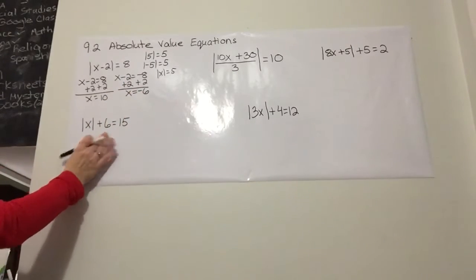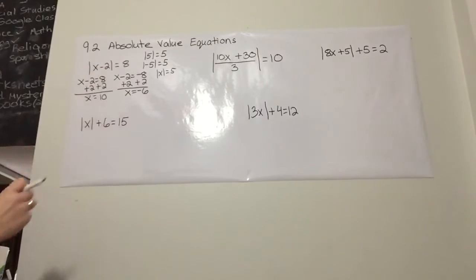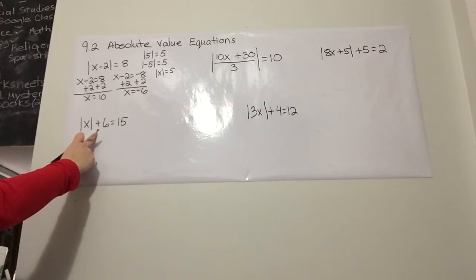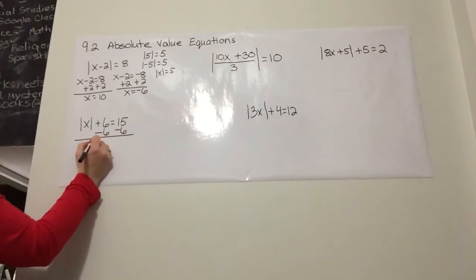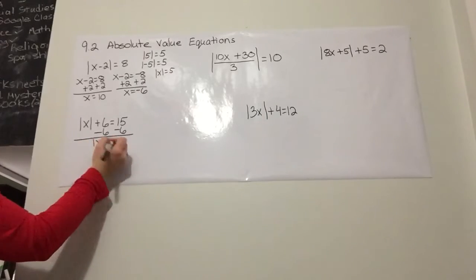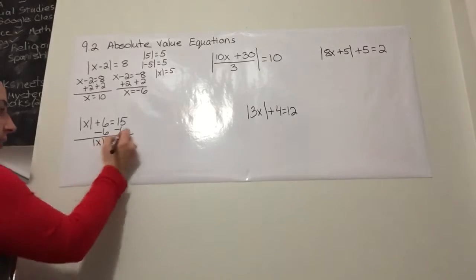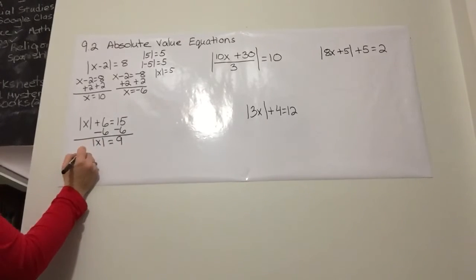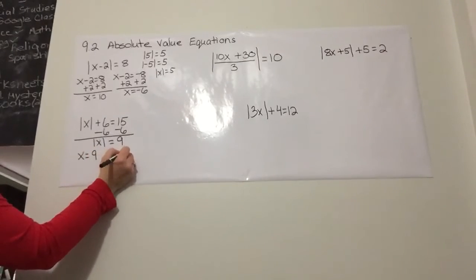Okay, now look down here. Notice how I said when you split it up, the only thing that was on the left-hand side was the absolute value. Now we have this 6. So we subtract 6 from each side. So I'm going to get the absolute value of x is equal to 15 minus 6. What's 15 minus 6, Declan? 9. Very good. Now, the absolute value is the only thing on that side. So now we split it up. So x equals 9 and x equals negative 9.